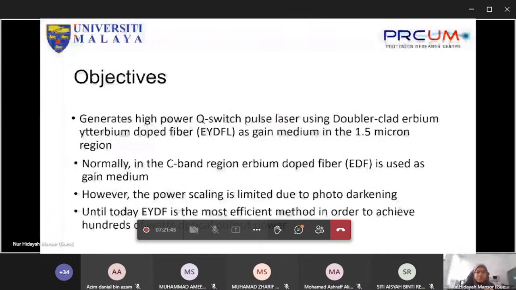Normally people will use erbium-doped fiber to generate laser in the C-band region. However, power scaling in the EDF is limited due to photodarkening and some bottlenecking effects. So until today, we have concluded that the most efficient method is to use EYDF as the gain medium to achieve hundreds of watts of optical output power in order to obtain a high power laser in the 1.5 micron region.